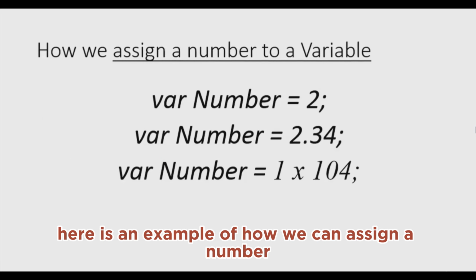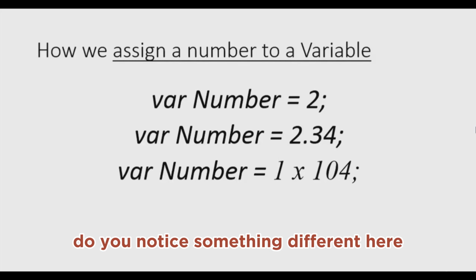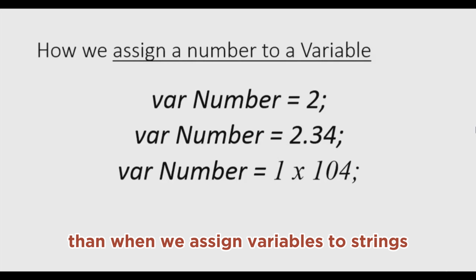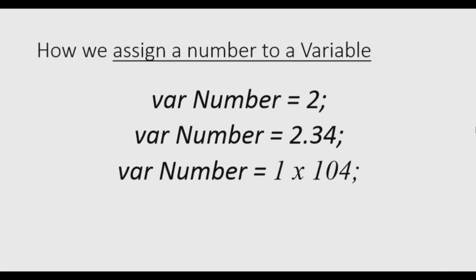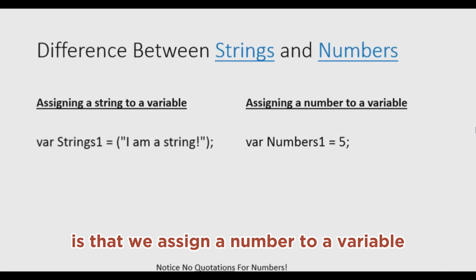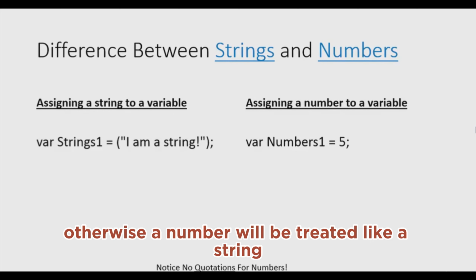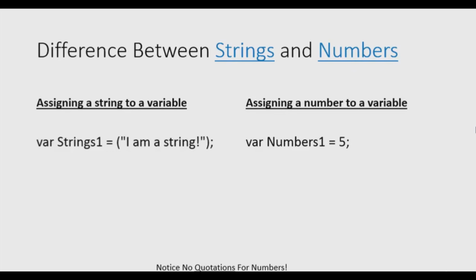Here is an example of how we can assign a number to a variable of each of the different types of numbers that we just discussed. Do you notice something different here than when we assign variables to strings? The main difference to notice is that when we assign a number to a variable, we don't use quotations. Otherwise, our number will be treated like a string.